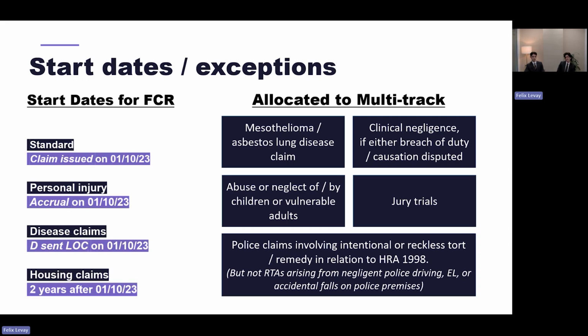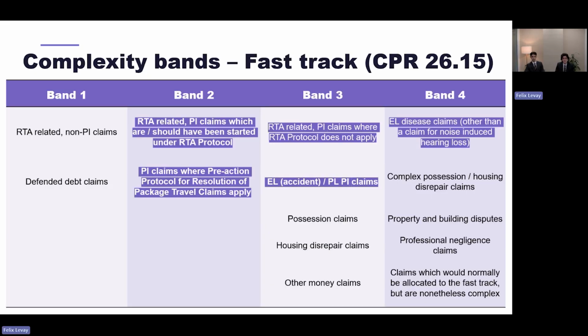suffered. What happened was, the reason that judicial review was dropped was the government's position became it will be assigned to the intermediate track if and only if in the defence the defendant is clear that they don't dispute liability. And so if breach of duty or causation is disputed, that has to go on the multi-track. So let's look at the complexity bands then in the fast track.